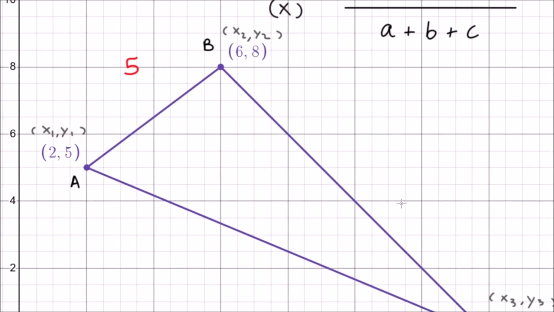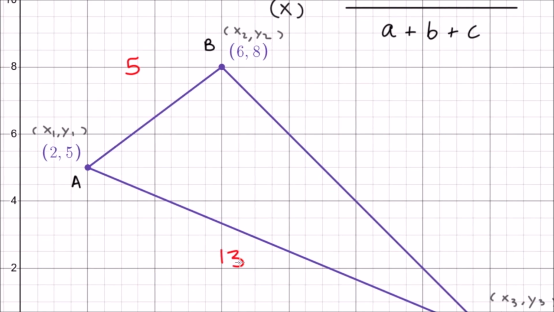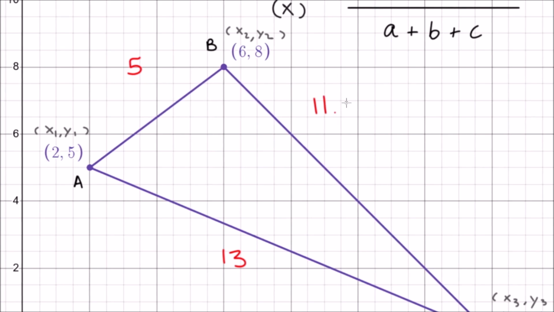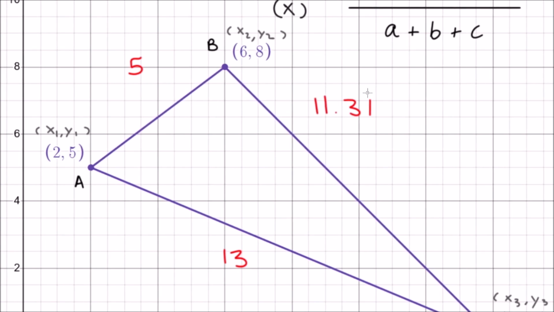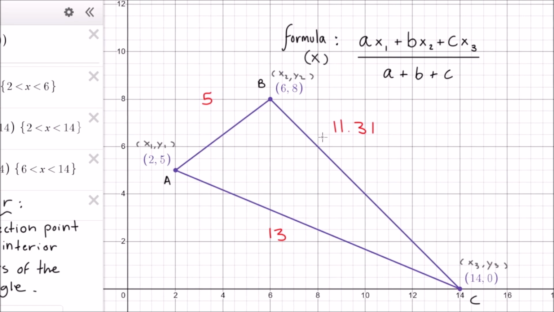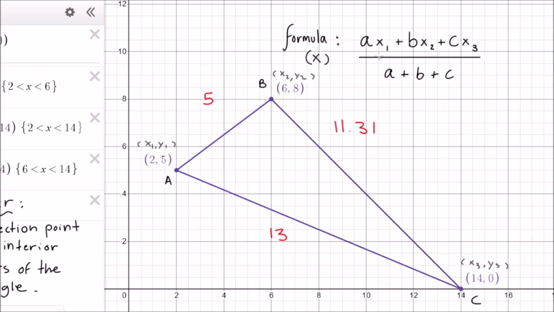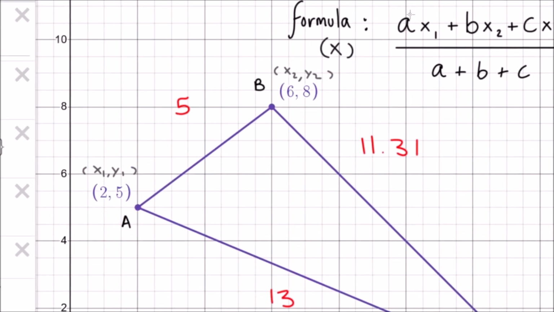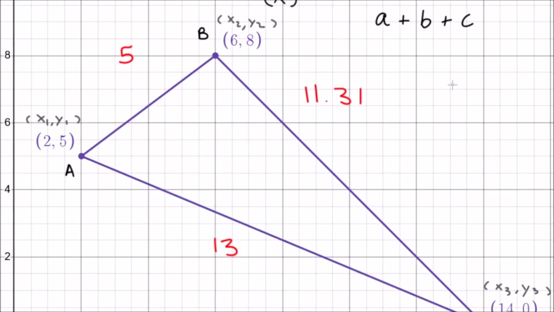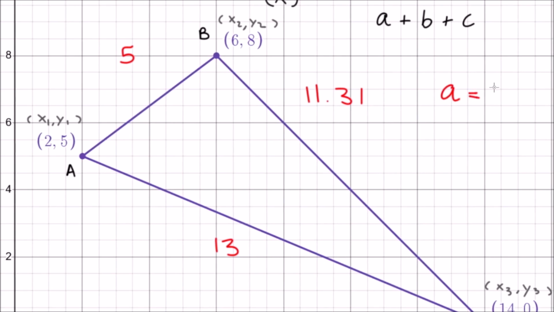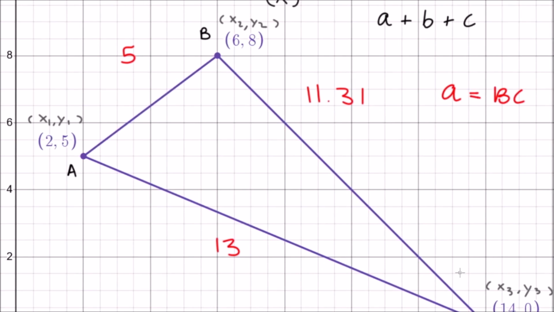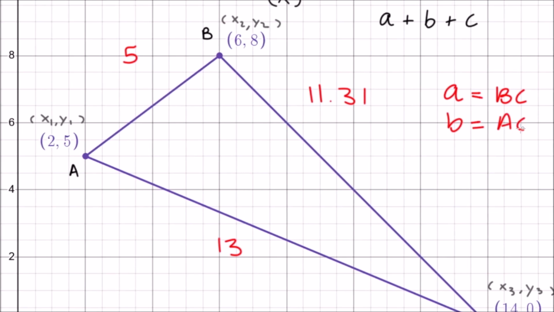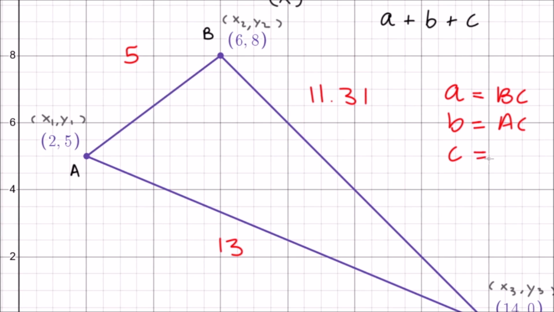I already have my cheat sheet from earlier still here. This length is 13. This length is 11.31. Great. Now before we plug it in, notice how this is uppercase, this is lowercase. Well, those are two different variables. In this case, A equals the length of BC, B equals the length of AC, and C is the length of AB.